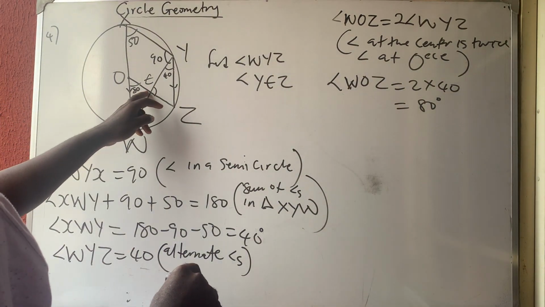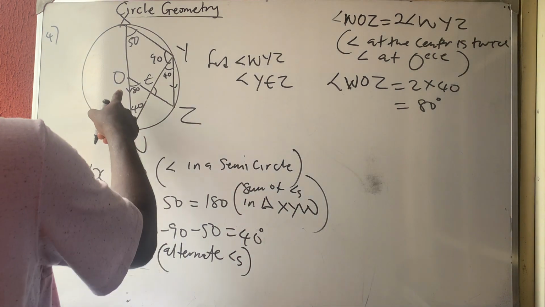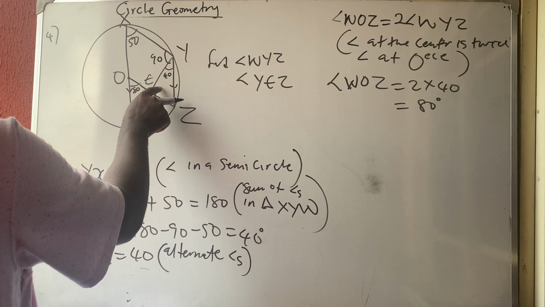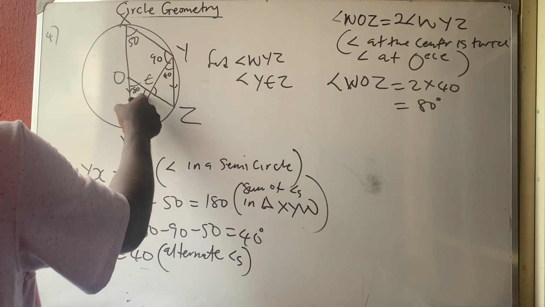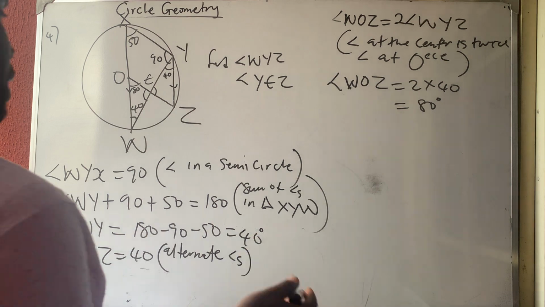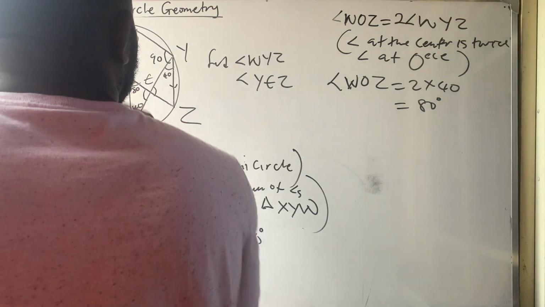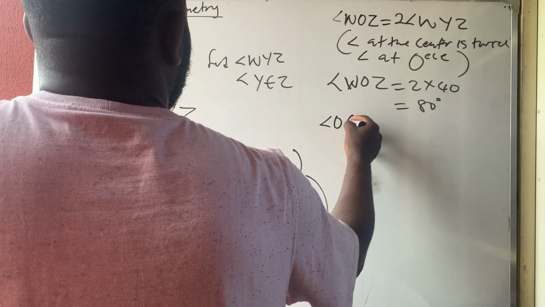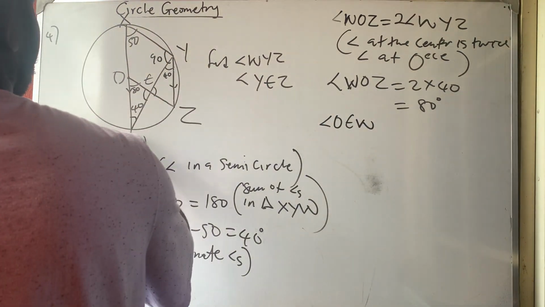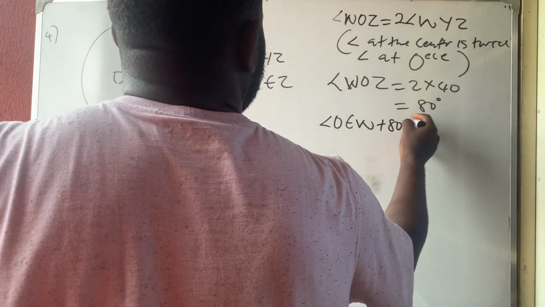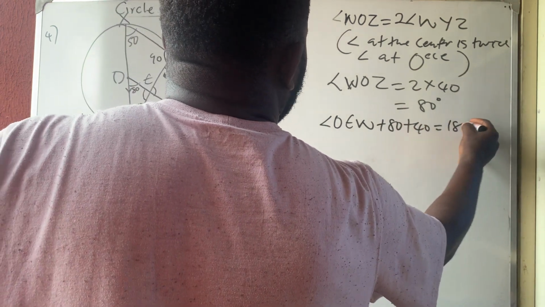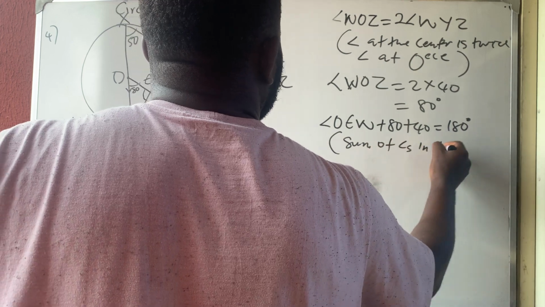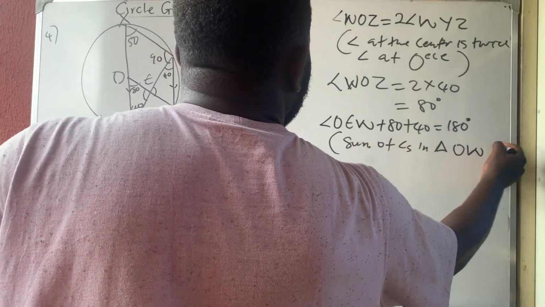Now, to get this place is very, very simple. We can either say that this is alternate to this, which will not help us to get here, or we get here and say that this is vertically opposite to this place. So any one you like is very okay. So let me get this one now. I can say that angle OEW, this one, plus 80 plus 40 is equal to 180 degrees. What is my reason? Sum of angles in triangle OWE.